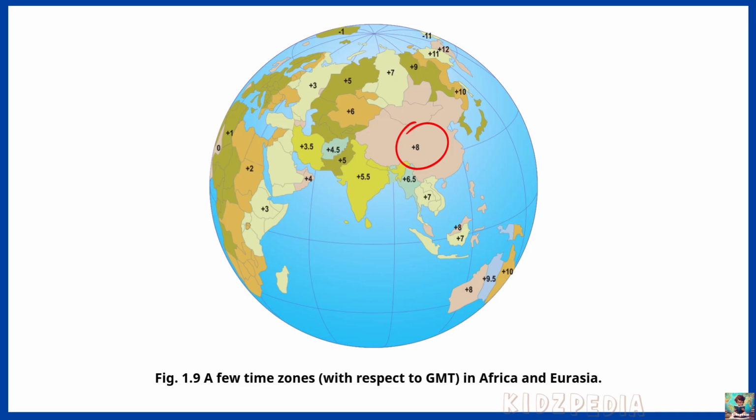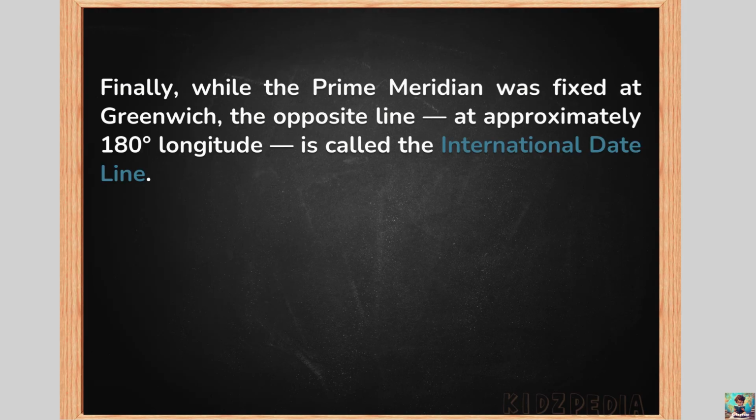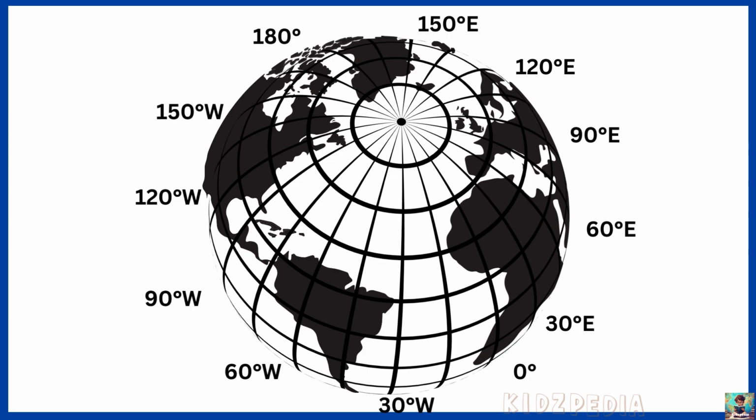Finally, while the prime meridian was fixed at Greenwich, the opposite line at approximately 180 degrees longitude is called the international date line. We already learned that the prime meridian is the 0 degree longitude line. It goes through Greenwich, England, and is the starting point for measuring time around the world. But what about the opposite side of the earth? That's the line at 180 degrees longitude, and it's called the international date line, or IDL.